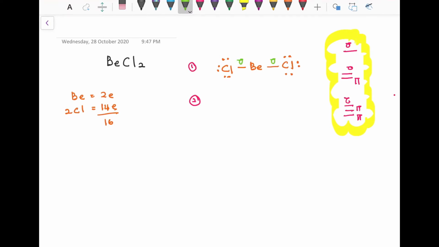So the second step is, once you identify the number of sigma bonds, you can mention beryllium has 2 sigma bonds. If you have 2 sigma bonds, the type of hybridization is sp, because s equals 1, p equals 1, the total is 2. Okay, alright. So this is the second step.